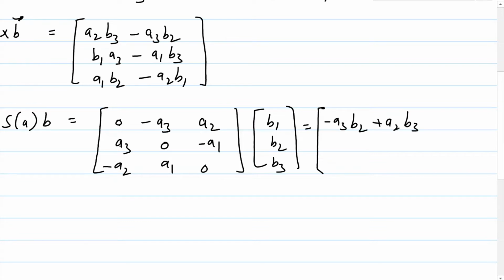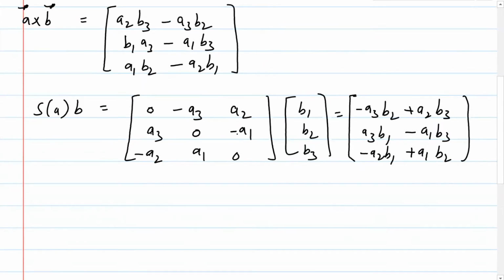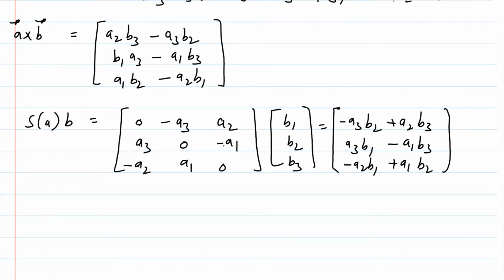Then for the second one, we have A3 times B1 minus A1 times B3. And then finally, minus A2 times B1 and plus A1 times B2. And so what we need to do now is check if these agree.